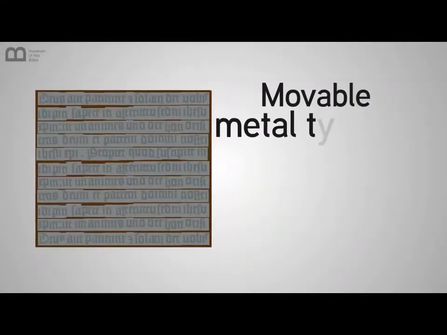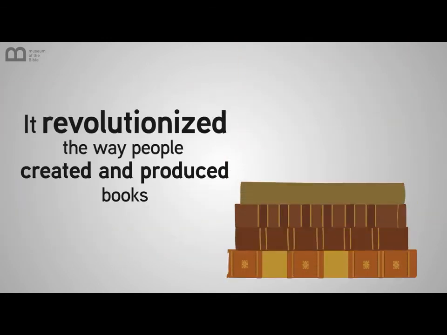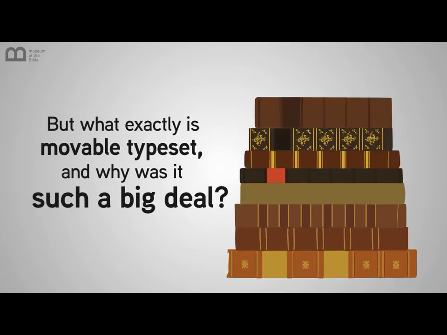The movable metal typeset printing is one of the greatest inventions of the last millennium. It revolutionized the way people created and produced books. But what exactly is movable typeset, and why was it such a big deal?